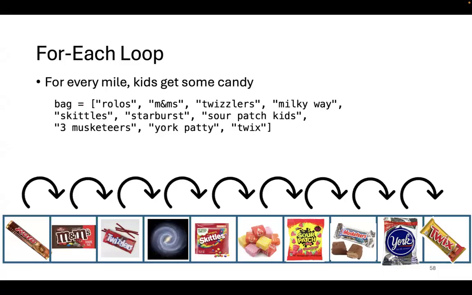All right, the last thing you'll need to know for the lab is a for each loop. Let's say for every mile on our road trip, the kids in the car get some candy. First we distribute Rolos, then we distribute M&Ms, and so on. In Python, remember there are two kinds of for loops. One is where you have for i in range, however many spots our bag of candy has. But the other is a for each loop, where you say for each candy in my bag, then print you get a candy.